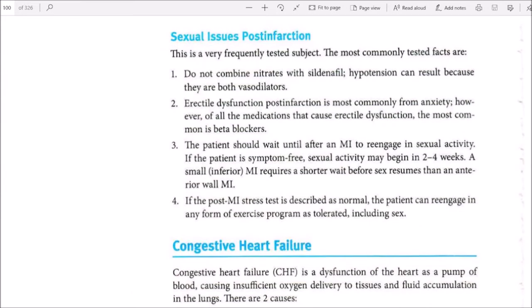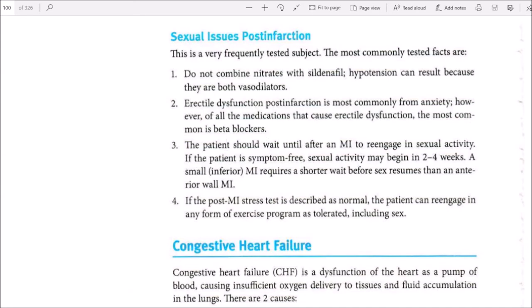Sexual issues post-infarction. This is very frequently a tested subject. The most commonly tested facts are: one, do not combine nitrate with sildenafil. Hypotension can result because they are both vasodilators. Two, erectile dysfunction post-infarction is most commonly from anxiety. However, of all the medications that cause erectile dysfunction, the most common is beta blocker.